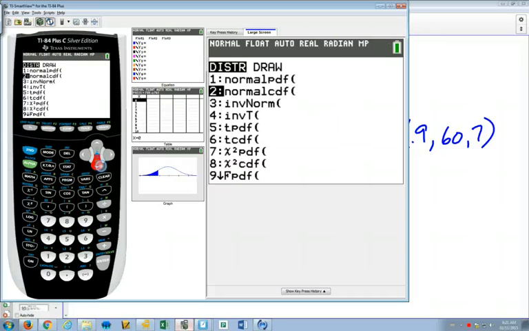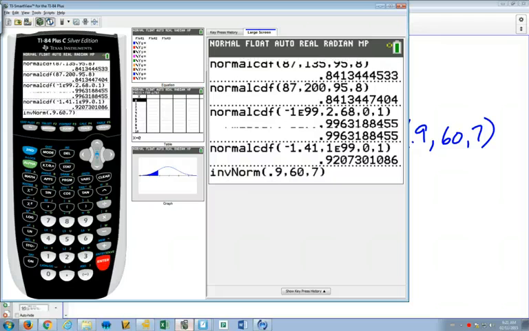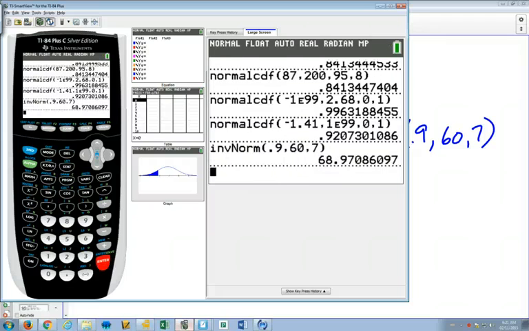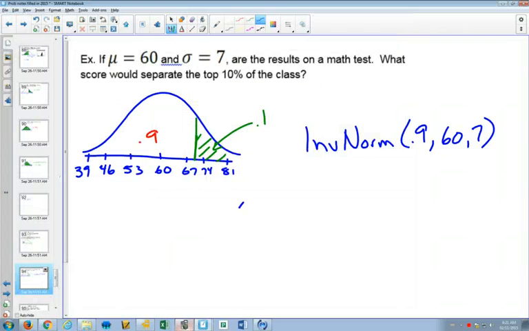Go to our distribution. Inverse norm is the third one right under normal CDF. Our area is 0.9. Our mean is 60. Standard deviation was 7. We get 68.9, which rounds to 69.0. When you're writing that to 3 sig figs, you would include the 69.0. And that would separate the top 10% of the class.